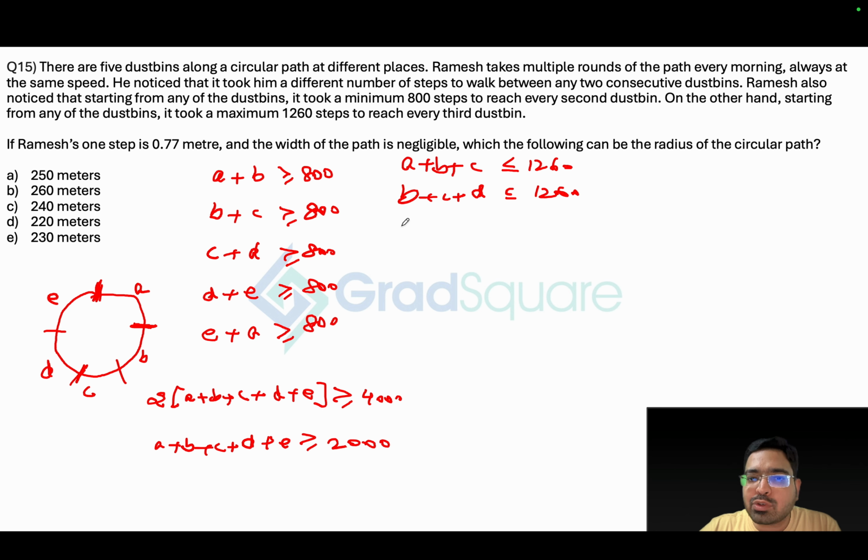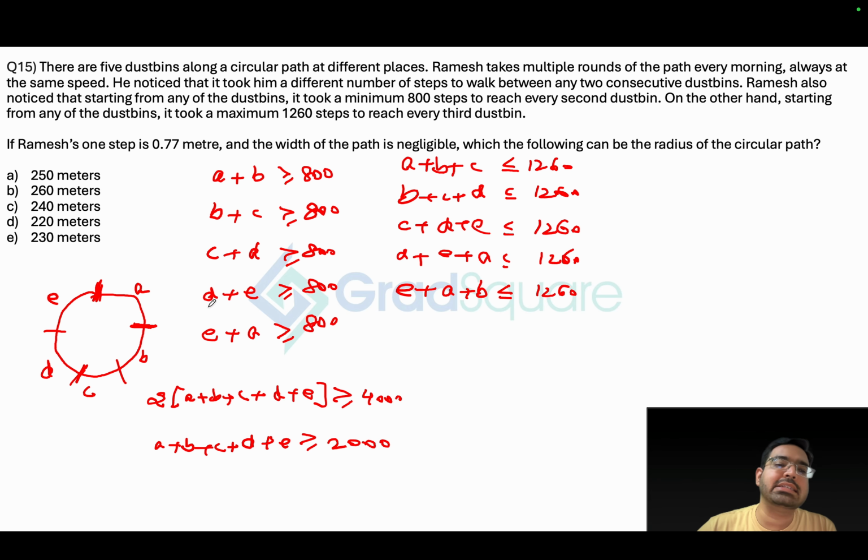Similarly, I will have to start from the next one, which is C plus D plus E. That gets me less than or equal to 1260. Then I'm going to do D plus E plus A. That's going to be less than or equal to 1260. And then E plus A plus B. That turns out to be less than or equal to 1260. Now, if you go further, it will turn out to be again A plus B plus C.